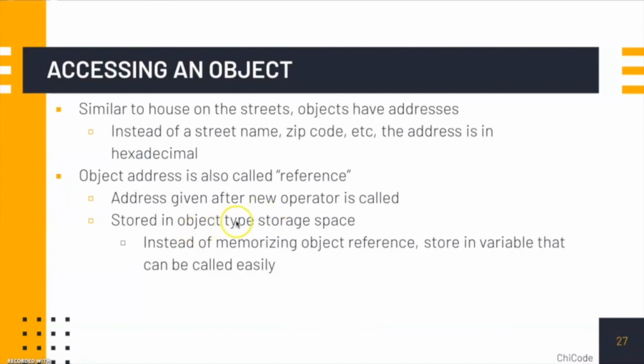Now, as mentioned before, we always want to store the reference or the address of the object, because instead of memorizing this reference in case we want to access the object later on, instead of memorizing the address, we should store it in a variable that we can easily call later on.